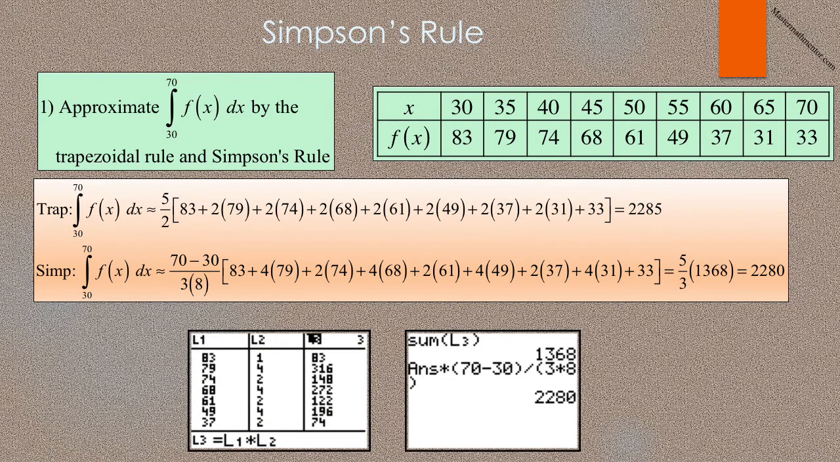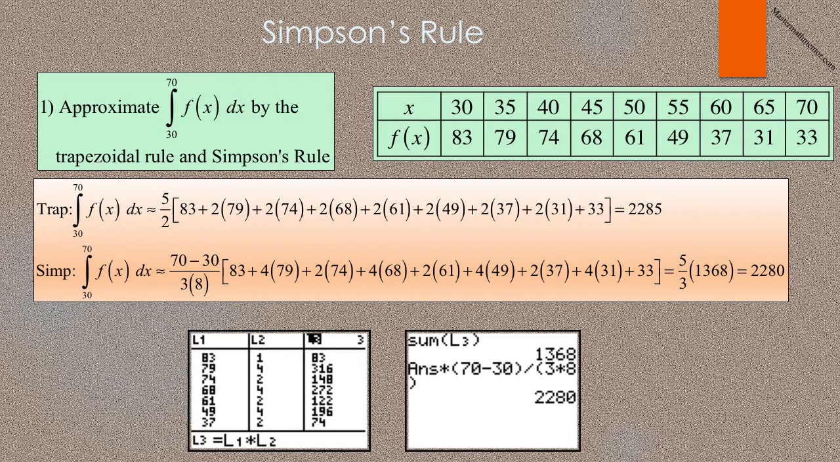When you have a lot of data points, this can be done very efficiently on the calculator. You use your stat feature and put the f of x data in L1, and your multipliers 1, 4, 2, 4, 2, dot, dot, dot, 4, 1 in L2. You then define L3 as L1 times L2. And then from the home screen, take the sum of L3. The sum is located in the List Math menu. And then finally multiply by b minus a divided by 3n as shown.